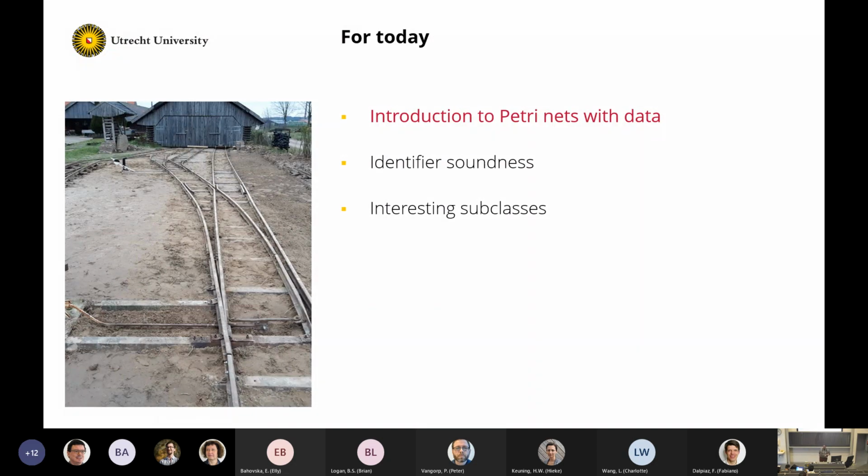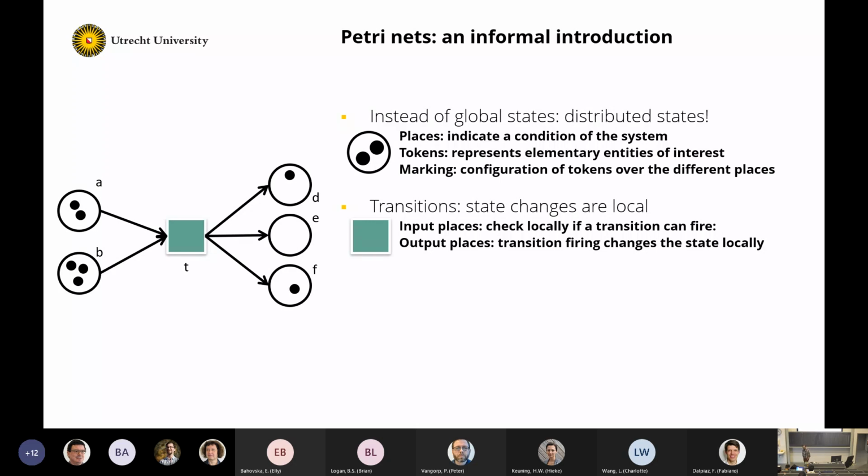First, a small introduction to Petri nets. Petri nets are different from labeled transition systems or automata in that we have a distributed state. Instead of just having a global state from which you decide what the actions are, in Petri nets we do this locally. That means we have places, these big circles, that indicate a kind of condition of a system. And then we have tokens, and those tokens represent elementary entities of interest. For example, maybe this place A represents a doctor in the house.